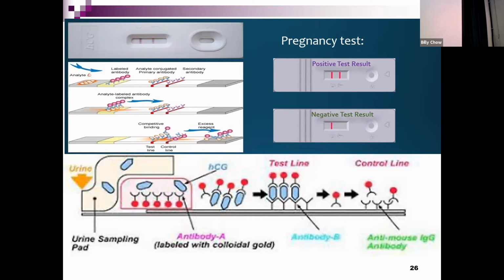So again, the test line consists of a sandwich where you have an antibody that can recognize the HCG, and HCG already interacts with the color antibody to form a sandwich, a direct sandwich. And the control line, you have another antibody that recognizes the Fc region of the color antibody, so that you make sure that there is a color antibody that travels together with the urine sample down this test to form a red line at the control line. So this is the pregnancy test. Okay. So if your friend asks you now, you can explain to them how it works.